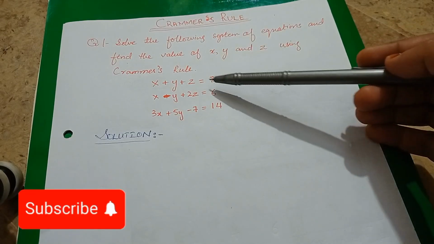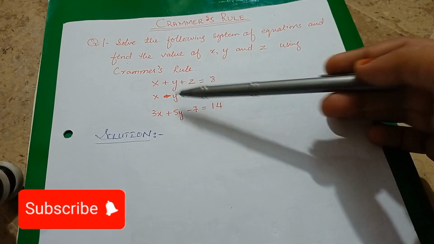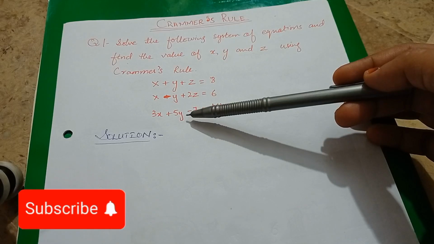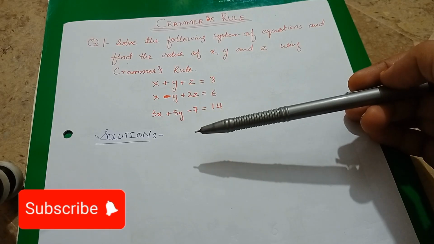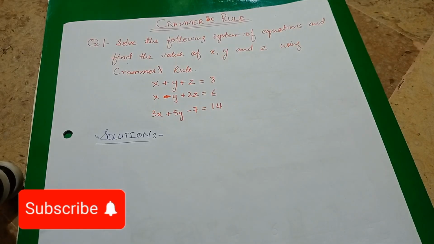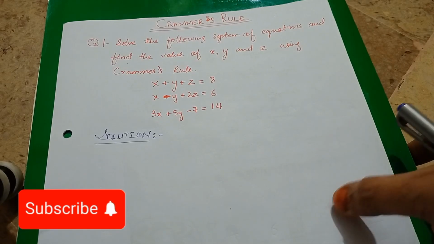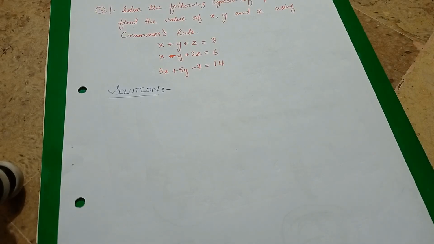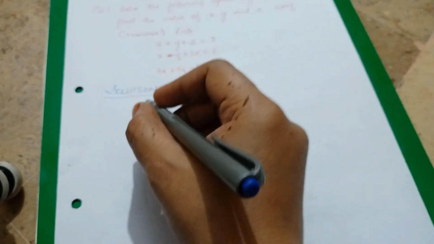ये क्वेश्चन दिया हुआ है जिसमें जो है ये हमें इक्वेशन 3 दी हुई हैं और 3 इक्वेशन से हमें इसे मैट्रिक्स में फॉर्म में करेंगे, फिर उसके बाद डिटर्मिनेंट फाइंड करेंगे. देन वी विल फाइंड द वैल्यूज़ ऑफ x, y and z by the Cramer's rule. So we will start here.